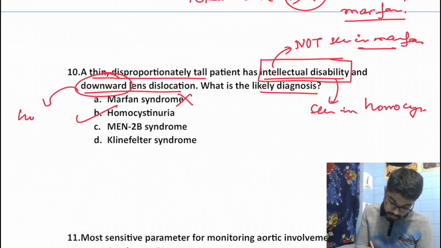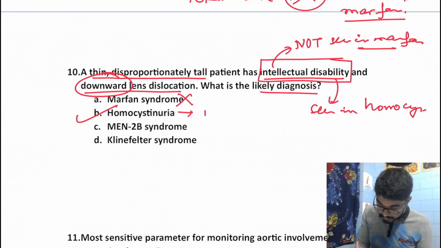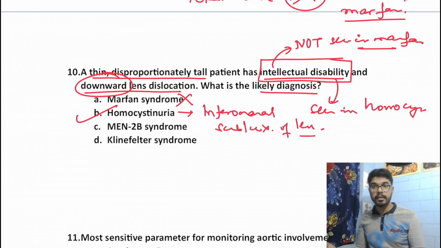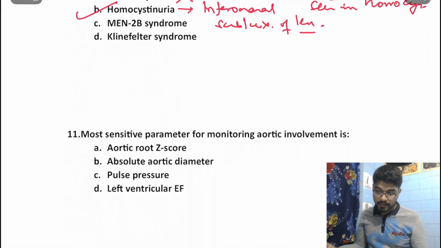Right. In homocystinuria, we get inferonasal subluxation of the lens. Okay. Moving on to the next question.